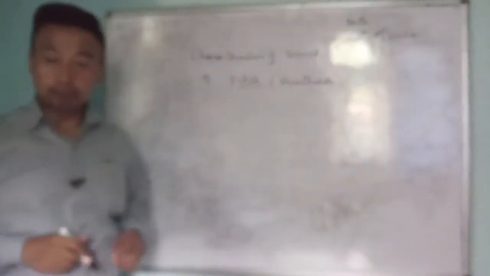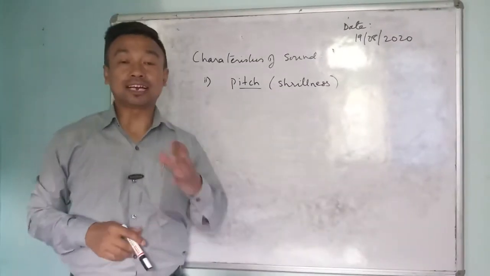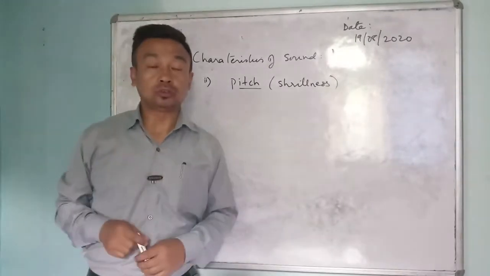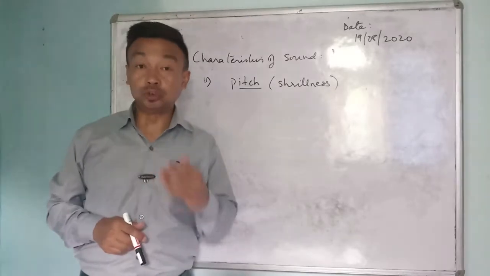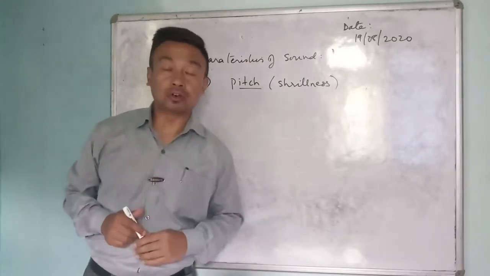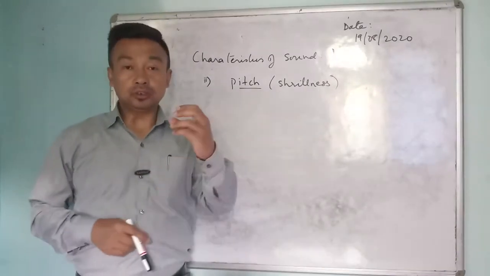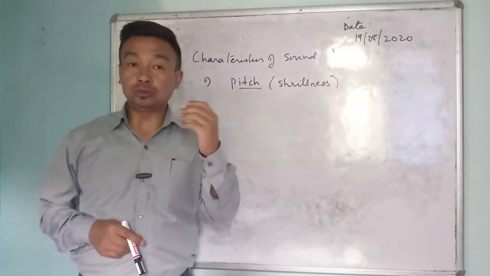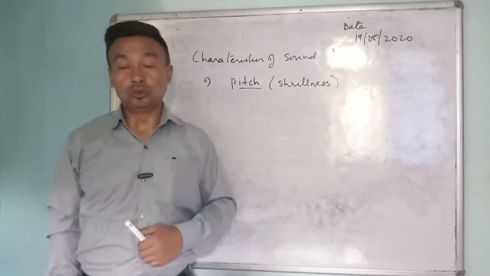shrillness. Okay. Now, pitch is that quantity, or that characteristic, by which an acute sound or a shrill sound can be distinguished from a grave or flat sound. In a musical sound, you have two notes, a high note and a low note. High note refers to a high pitch and low note refers to a low pitch. Alright?